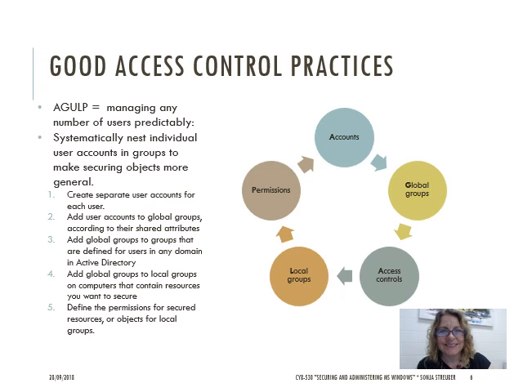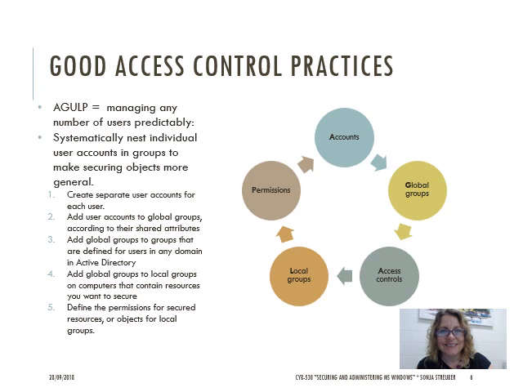You then add these global groups to the groups that you have defined for users in your Active Directory domains. Next, you add those Active Directory groups to local groups on the machines that contain the resources that you want to secure. This allows you to dynamically, by using the global groups, add individual users to local groups. Finally, you define the permissions for the secured resources or for the objects for the local groups.